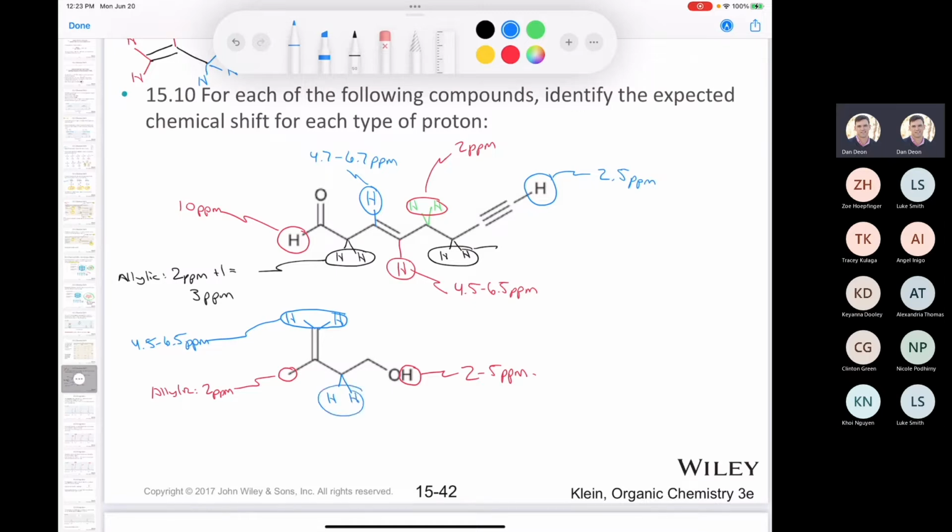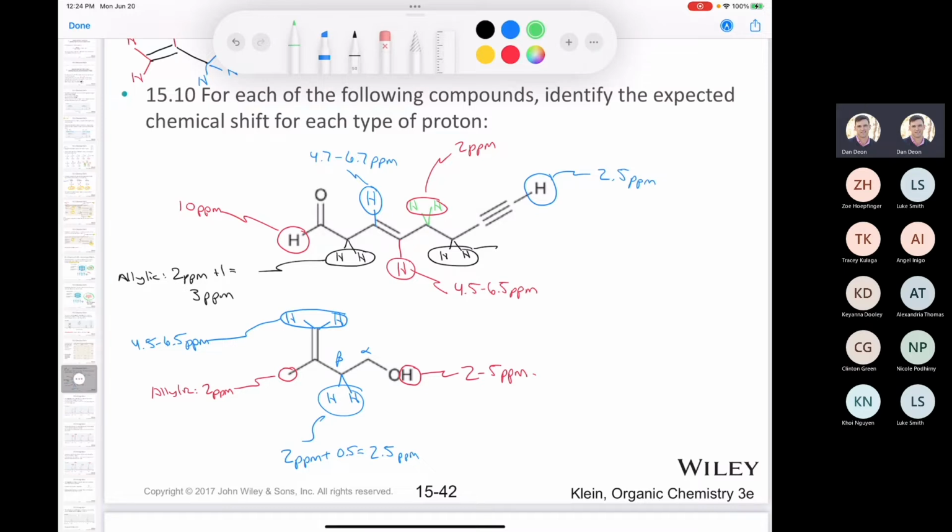And so you would say the baseline would be 2 parts per million, but they're beta, right? This is the alpha to the oxygen of the hydroxyl, and this is the beta carbon. And so we add 1/5 of 2.5. 1/5 of 2.5 is 0.5 parts per million. And so we get a chemical shift of around 2.5 parts per million.